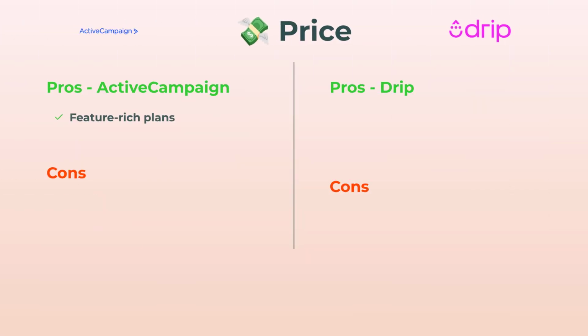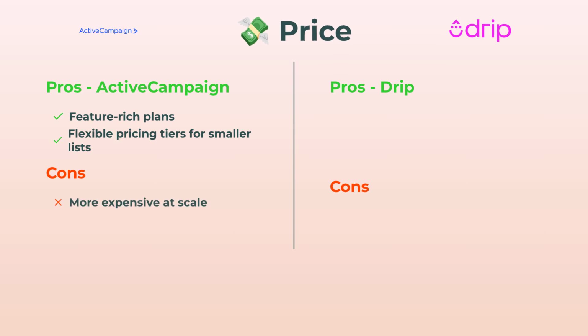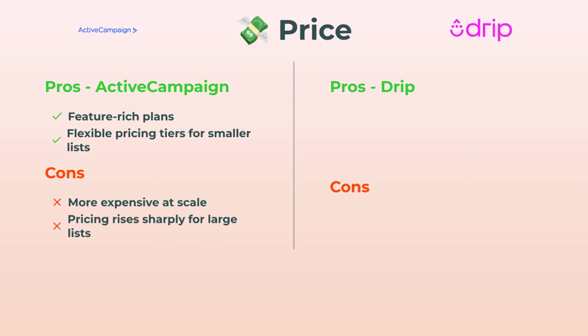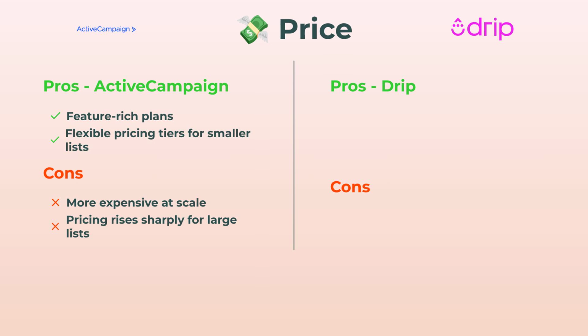All right, first up, price. So, ActiveCampaign gives you a ton of features up front, and I do mean feature-rich. Plus, their pricing tiers work well if you're just starting out or have a smaller list. But as your contacts pile up, the price starts to soar. Not great if you're scaling fast, honestly.